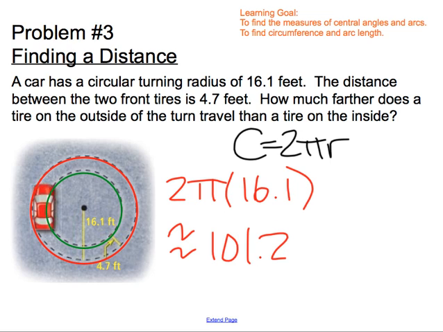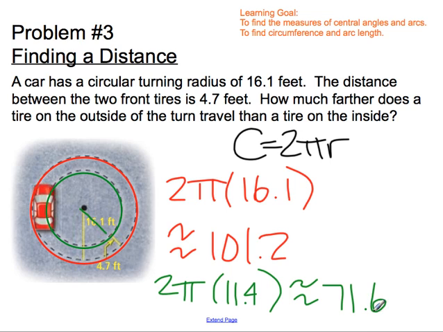So now let's calculate the inside circle. First we need to know the radius. So we can see that it's going to be the 16.1 subtract the 4.7. So now we have 2 times pi times 11.4, which is the radius of that interior circle. And so when we multiply this out, we find that this is about 71.6 feet.